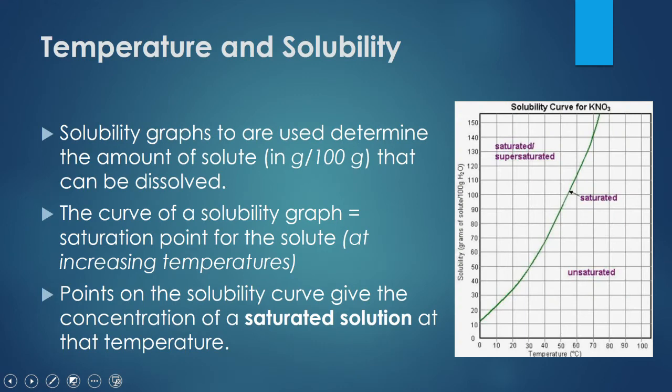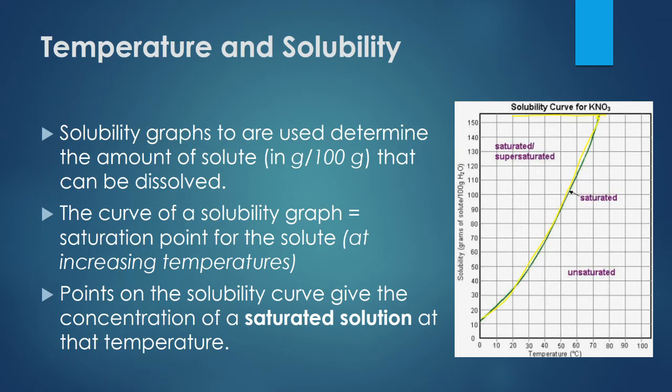Now, we can use what are called solubility graphs to determine the amount of solute in grams per 100 grams of solvent that can be dissolved. Over here on the right is an example of one of these solubility graphs or solubility curves. This one is for potassium nitrate. And the curve of a solubility graph tells you the saturation point for the solute. So this curve is telling us the saturation level. Any point on this curve will tell us what the saturated solution is at that given temperature.